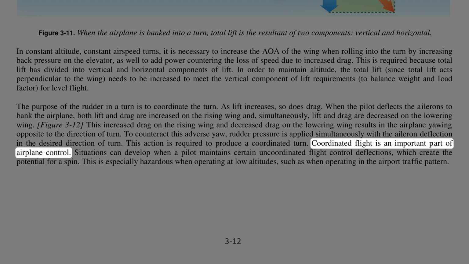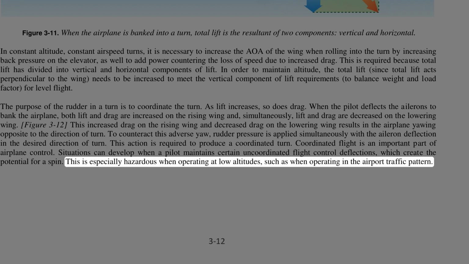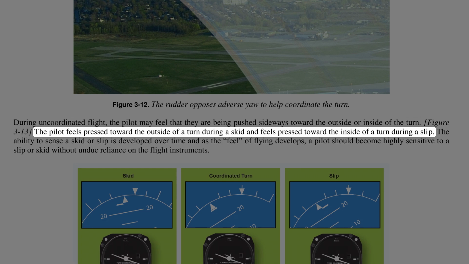Coordinated flight is an important part of airplane control. Situations can develop when a pilot maintains certain uncoordinated flight control deflections, which create the potential for a spin. This is especially hazardous when operating at low altitudes, such as when operating in the airport traffic pattern. During uncoordinated flight, the pilot may feel that they are being pushed sideways toward the outside or inside of the turn. The pilot feels pressed toward the outside of a turn during a skid and feels pressed toward the inside of a turn during a slip.